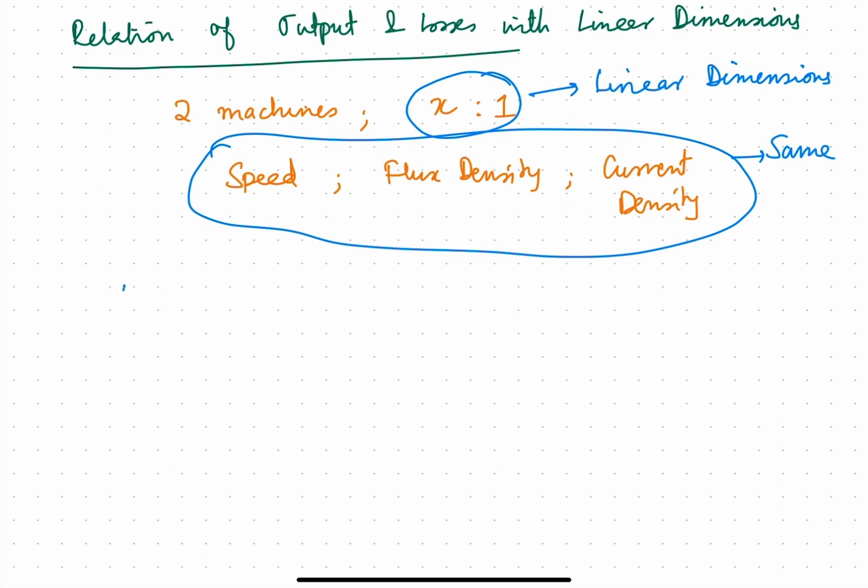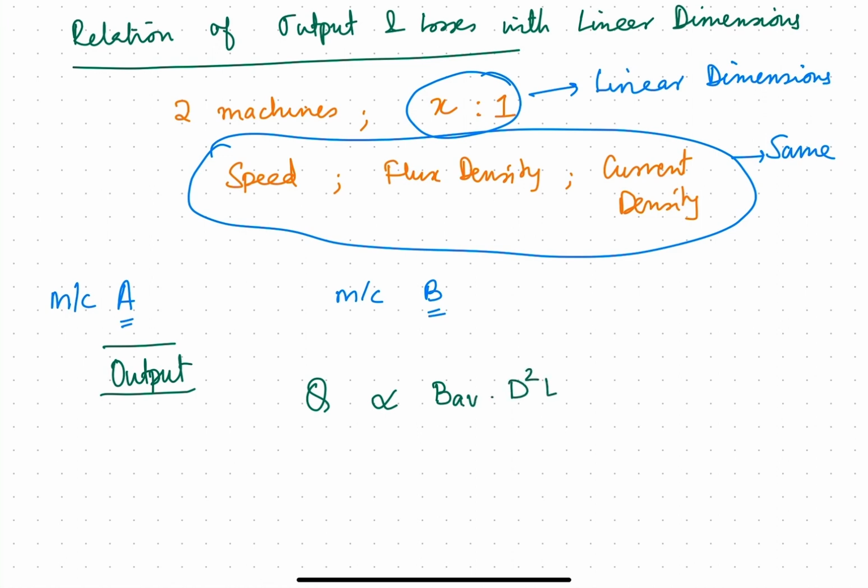Okay. So we have machine A and machine B, where linear dimensions of machine A are x times the linear dimensions of machine B. So let's see first the output. Q, the output, is directly proportional to BAV times d square L times N. This is the output equation.